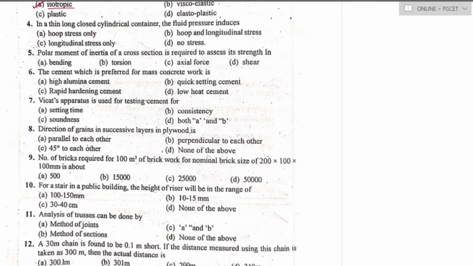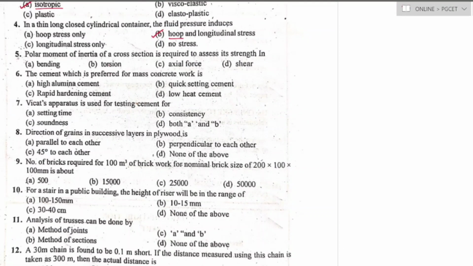Question number 4. In a thin closed cylindrical container, the fluid pressure induces circumferential and longitudinal stress. Circumferential stress is also called hoop stress. So, option B will be the right answer. That is hoop and longitudinal stress.